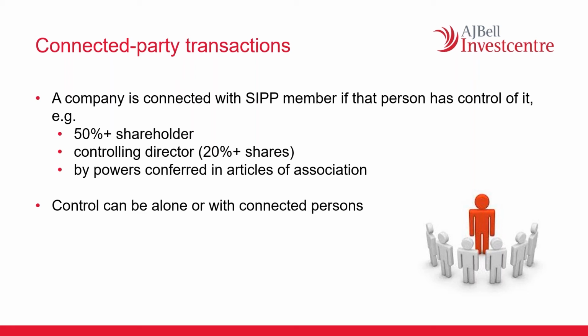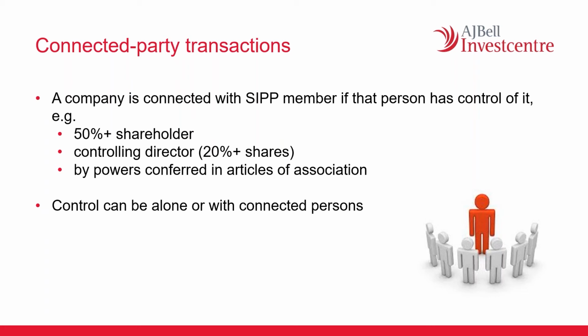They may be a director but only own 15% of the shares, but because of the powers in the Articles of Association, their position or whatever, they may still be deemed to have control. It's not a straightforward measurement in terms of how many shares they hold. It is a little bit more complicated than that. And also control can be alone or with a connected person.